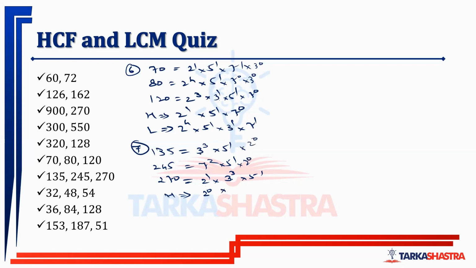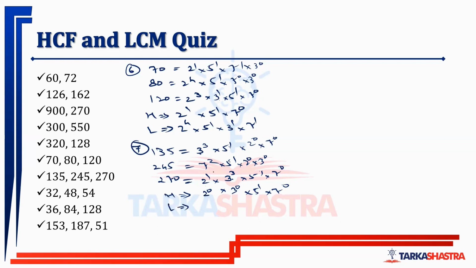3 is here, 3 is here, but not here, so 3 raised to 0 will be considered in HCF. 5 raised to 1 is present everywhere. Here we have 7 square, but here we don't have 7, so 7 raised to 0. So HCF comes out to be 5 raised to 1.